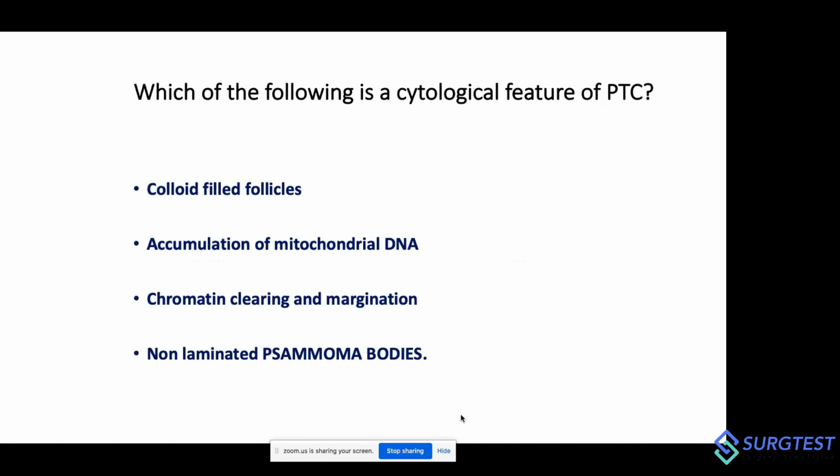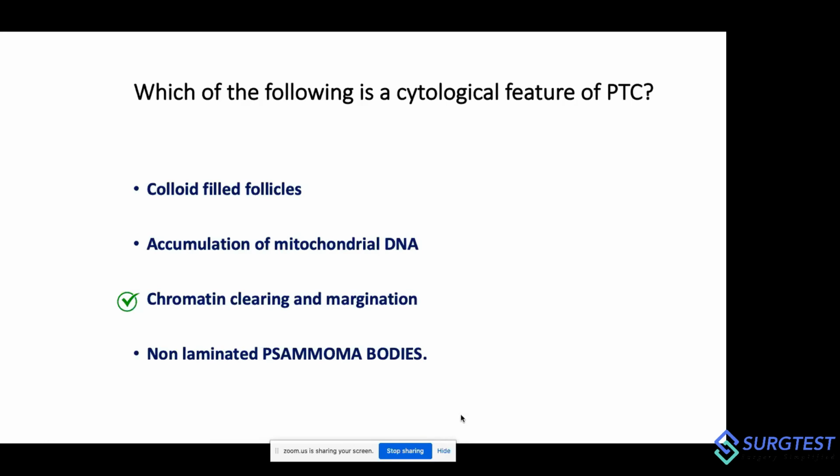B is for Hurthle cell, not for the PTC. No, I think the C is also right. Chromatin clearing and margination is also right, but A is also right. I should have changed the A. A is actually without colloid; I should have written it as colloid-less follicles. I have written it as colloid-filled follicles. But chromatin clearing and margination is also a point of PTC.